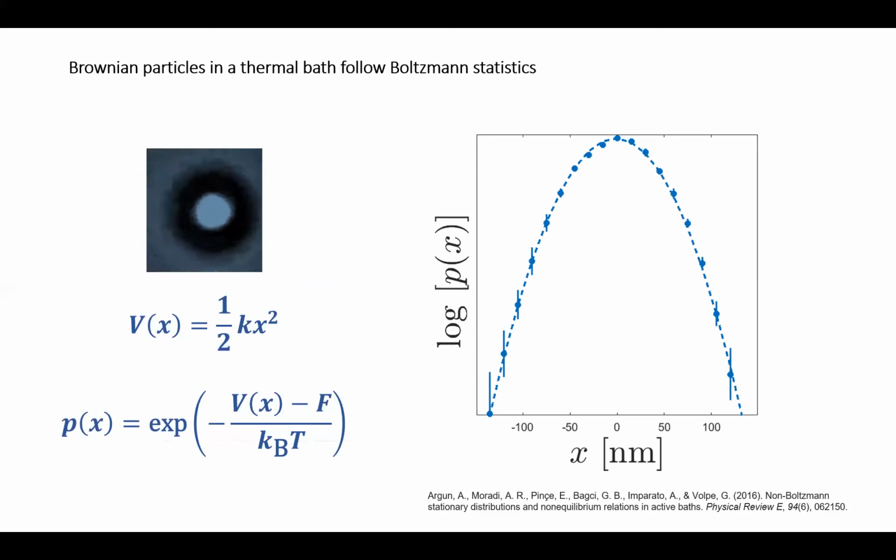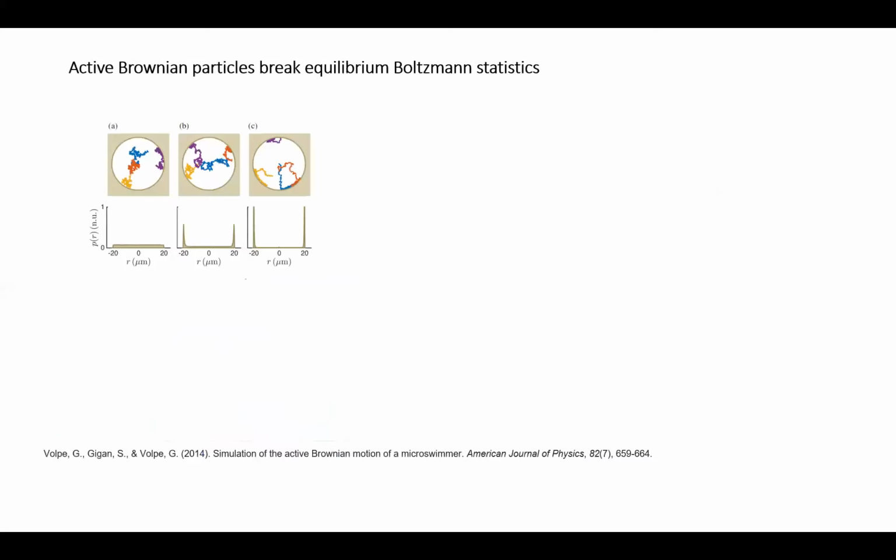This is experimental data. You see that it perfectly fits. Similar thing if you have a circular well that has only walls, so the particles are free to move inside but not go beyond the walls, right? If I put Brownian particles here, the distribution of these particles will be totally flat, because there is no force acting on the particle. There is no reason why a particle will be more likely to be here than there, right?